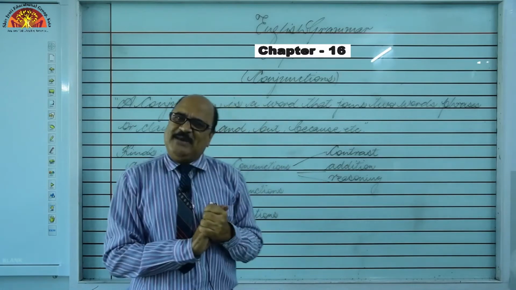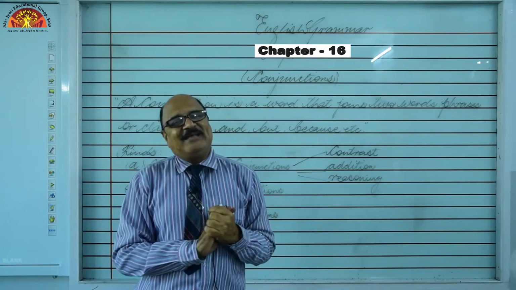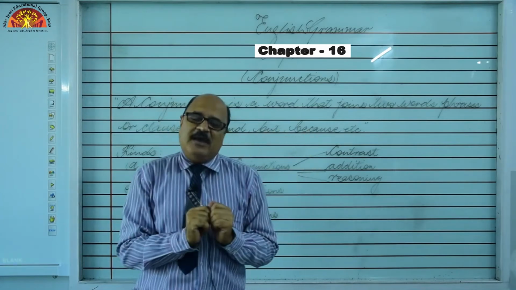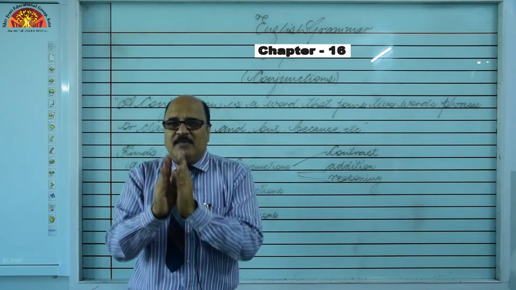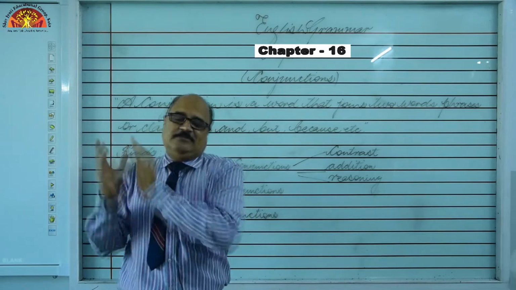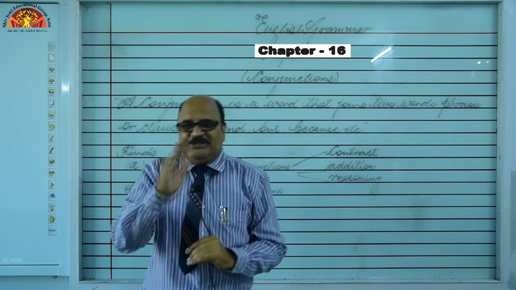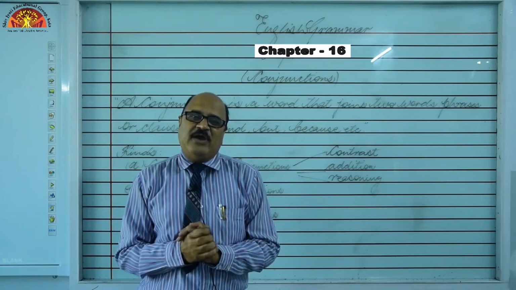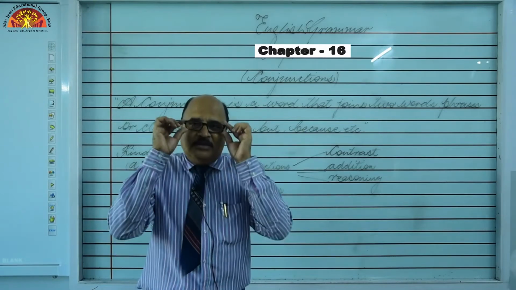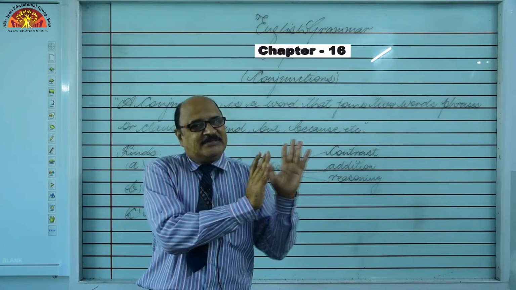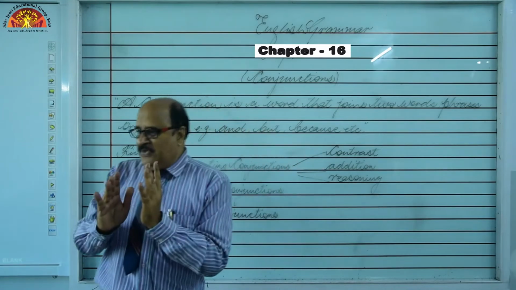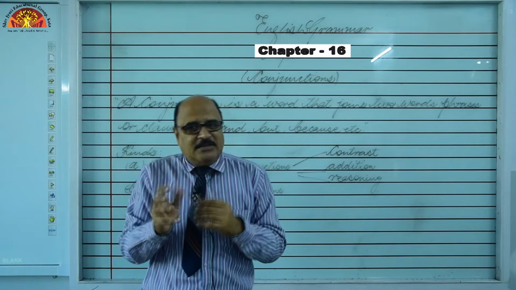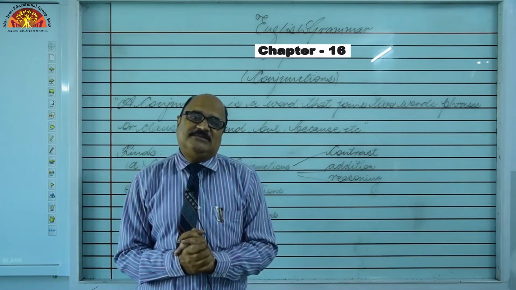One more example. Ram likes coffee, and the second part is Shyam likes tea. Ram likes coffee, Shyam likes tea. We have to join them, we have to make them one. Ram likes coffee and Shyam likes tea, they both are independent sentences, right?